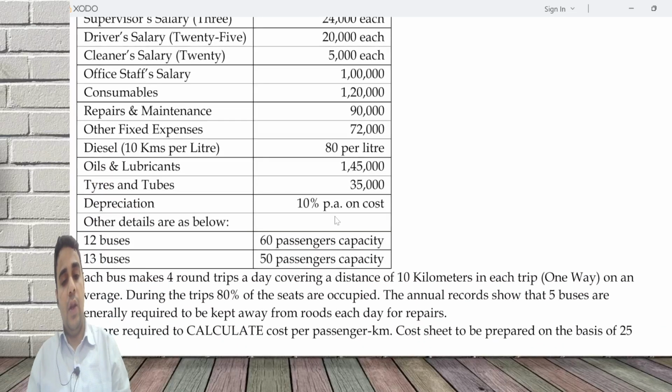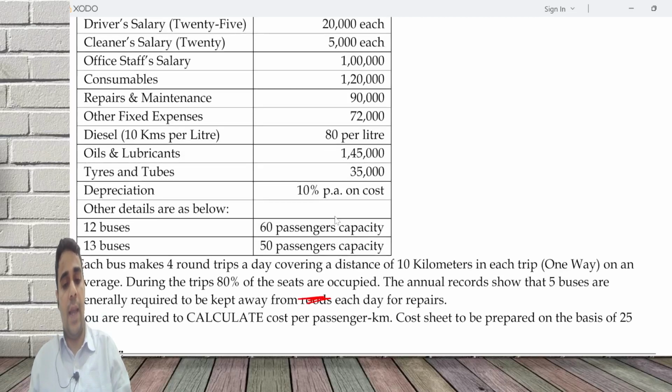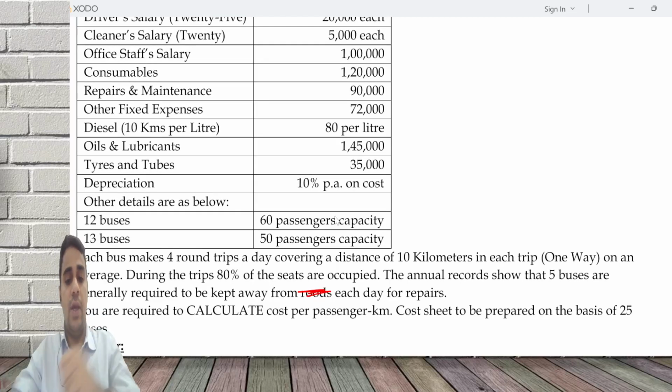Other data: 12 buses have 60 passenger capacity, 13 buses have 50 passenger capacity. Each bus makes 4 round trips a day, covering a distance of 10 kilometers in each trip. During the trip, 80% of the seats are occupied. Annual records show that 5 buses are generally required to be kept away from the road each day for repairs. You are required to calculate cost per passenger kilometer. Cost sheet to be prepared on the basis of 25 buses.